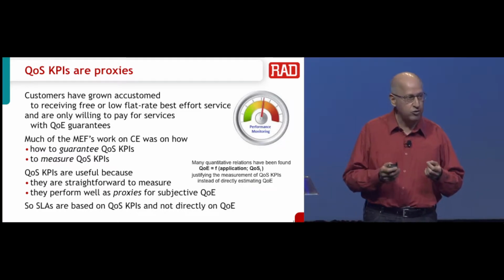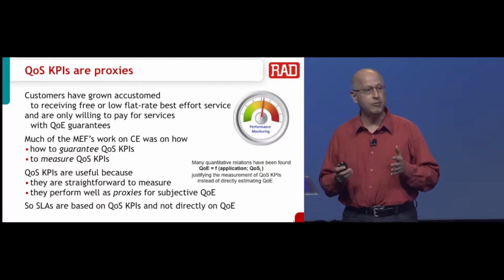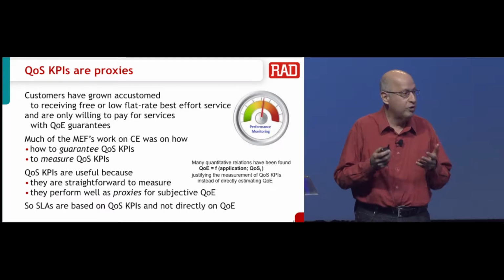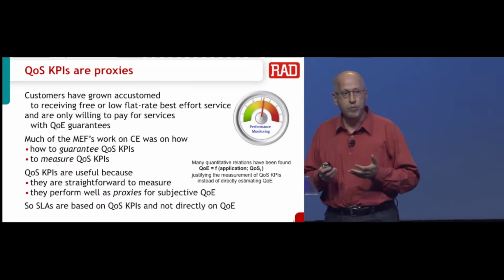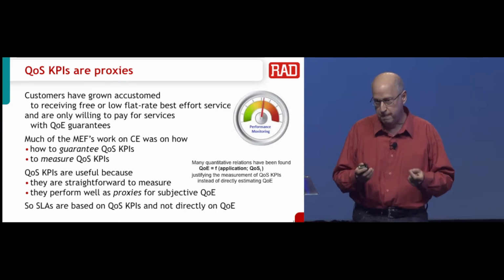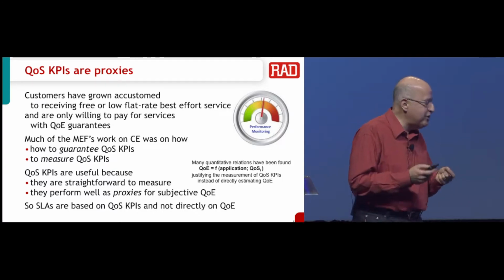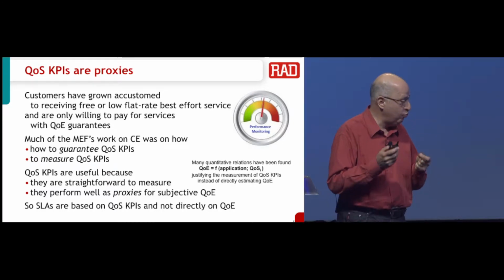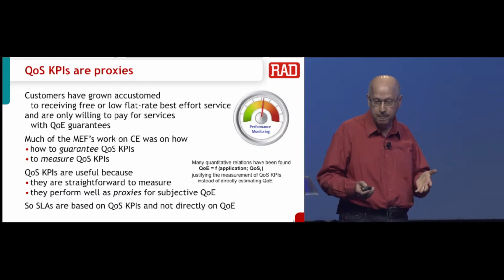So what we found over time was there's a whole bunch of these parameters, we call them QoS. Now, that's a fake kind of name. Really, what do we mean by QoS KPIs? We mean a list of parameters which are easy to measure and that we believe that they correlate somehow with the quality of experience, which is what we really want to guarantee.